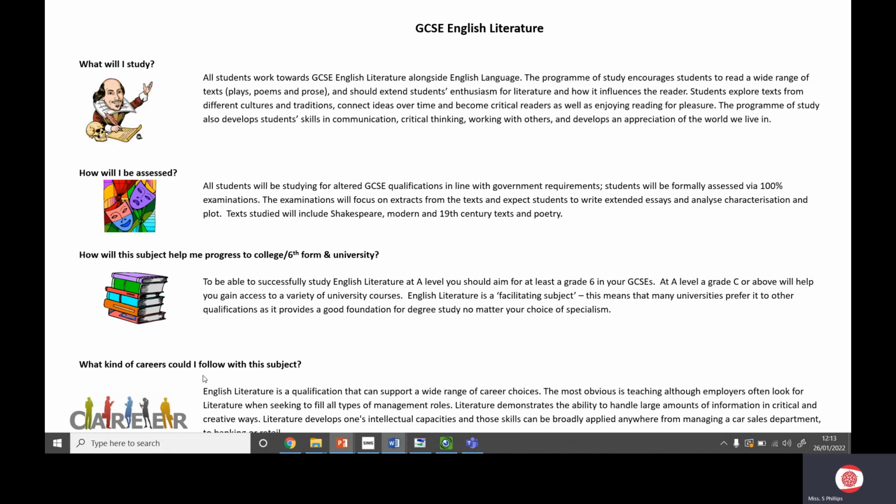So what kind of careers could I follow with this subject? And again, it's a wide range of career choices. So it's not just a case that you have to go off and be an English literature teacher or you need to go and work in a library. It's more about the skills that are transferable. And again, the main being communication, effective writing, professional writing, analysing, inference, synthesising, all of those skills can be transferred to lots of different careers. So it's definitely a subject that can lend itself well to progressing on to lots of different aspects and different routes when you leave in year 11.